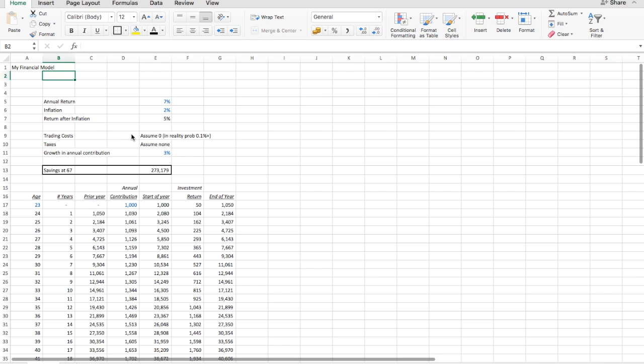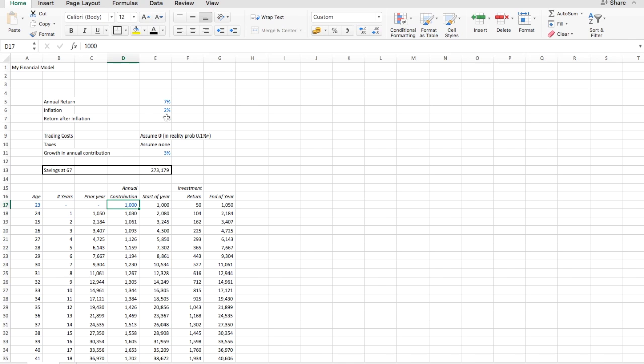So here you have it, right? So now we see with these assumptions, at 23, you contribute 1,000 a year that grows 3%, and you put it in equity markets, you expect to make 5% compounding. We now have a super simple financial model.